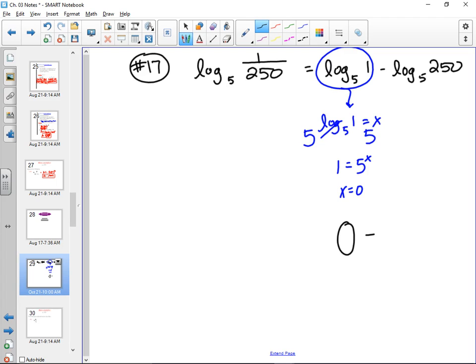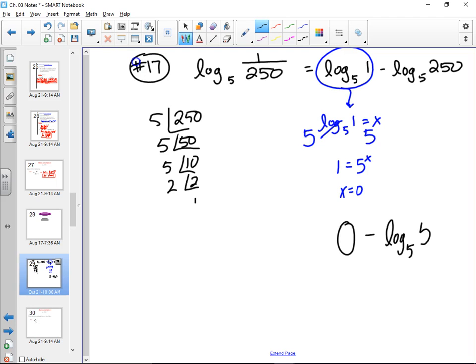Oh, I really wish we could get that 250 into, oh, how many 5s go into 250? Let's check them out. 5 goes in how many times? 50. 5 goes in how many times? 10. 5 goes in how many times? 2. Oh, there's a 2. Well, he's in my way. Well, what can we do? Couldn't we make it log base 5 of 5 cubed times 2? Right? 5 cubed times 2.